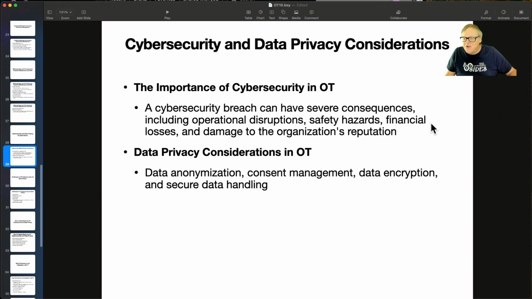So cybersecurity, of course, if you have a breach, of course, that's bad. You can have safety hazards, financial harm, operational disruption where you can't produce your product. And then there's data privacy. Your employees have data, your customers have data on your network, and so on. So you have to consider this.